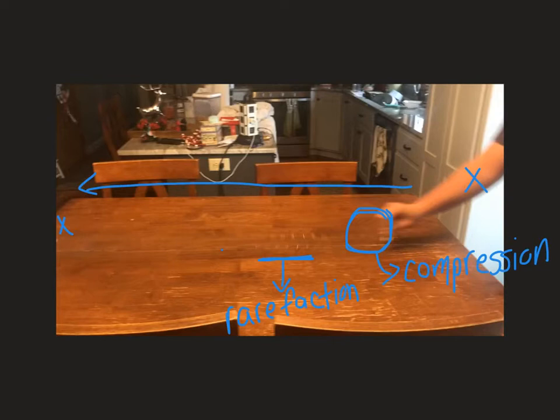I'm going to hit play again, and I want you to pay attention to where the blue duct tape is added to the spring. What happens to the blue duct tape as Corbin pushes and pulls on the slinky?